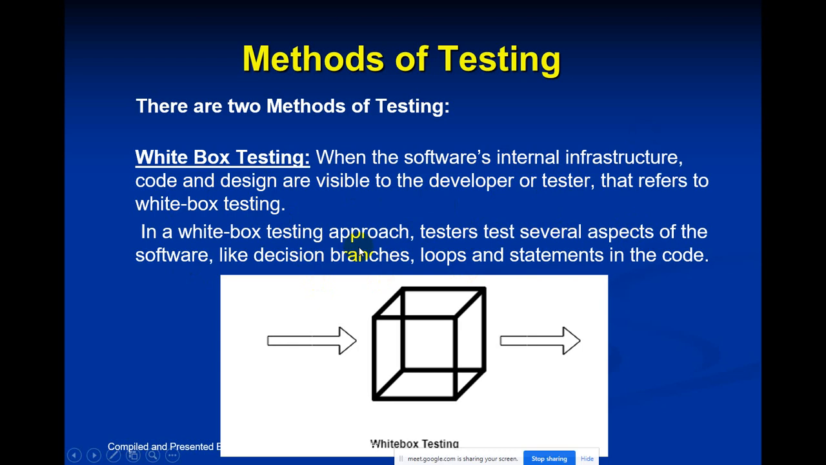the tester tests several aspects of the software like decision branches. आपने if then else लगाए हुए हैं, loops, do until, do while, फिर आपने statements पास की हुई हैं. तो they can test everything by looking at the code. Now if I ask you one thing, how do you test? Black box or white box?